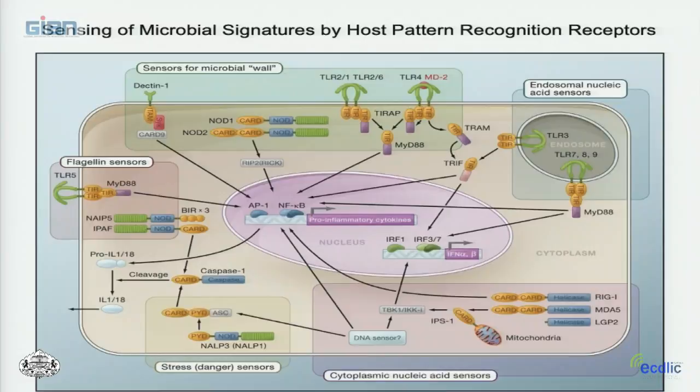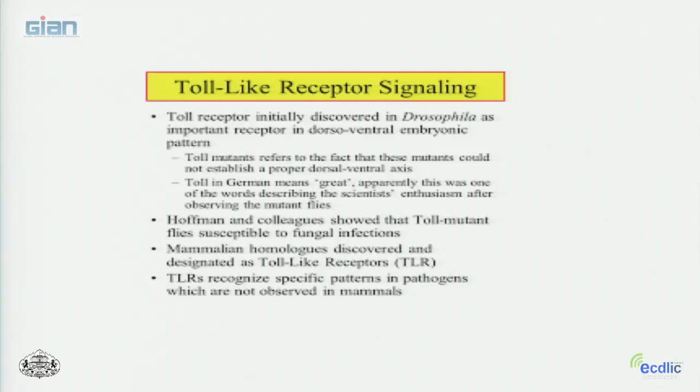There are cytosolic receptors that are not membrane associated that sense various microbial components. And the recognition systems they use are toll-like receptors, nod-like receptors, C-type lectins, helicases. The most important discoveries in terms of innate sensing were these toll-like receptor signaling.